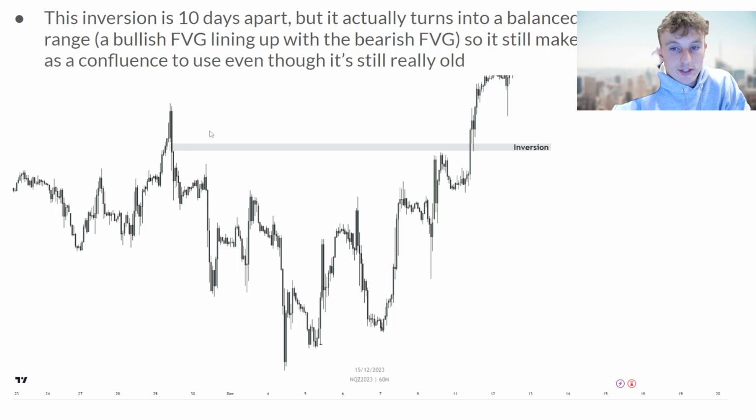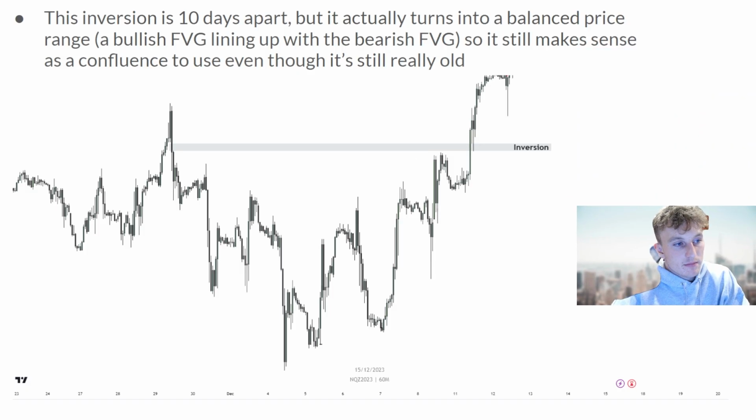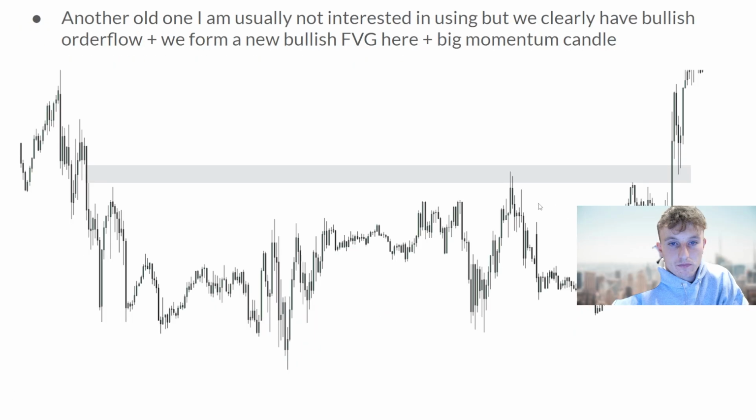So this inversion right here is 10 days apart. But when you see we go back above it, we go back above with a lot of momentum, and it also lines up with a new bullish fair value gap. So this would actually be semi-smart to use because it lines up with an old one. This is the hindsight, but then we form a new setup that lines up with this. Okay, if we don't form a new setup lining up with this, I would never use this because this is very hard to spot in my opinion. Okay, but you can still use it as a confluence.